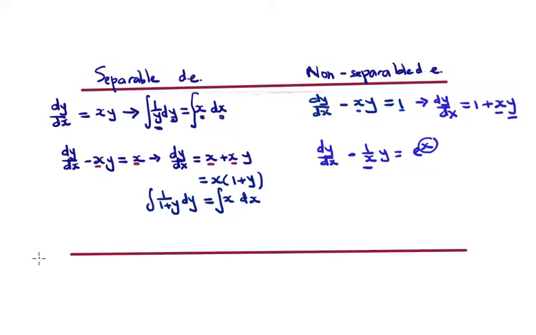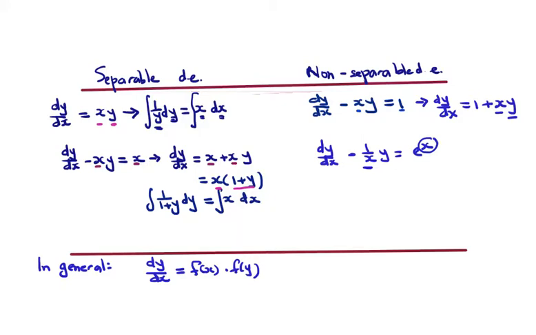So in general, those separable differential equations can be written as dy/dx equals a function f(x) times a function f(y). For example, the function f(x) for the first example is x. The function f(y) for the first example is y. For the second example, function f(x) is x. Function f(y) is 1 plus y. This is the general form of the separable differential equation.